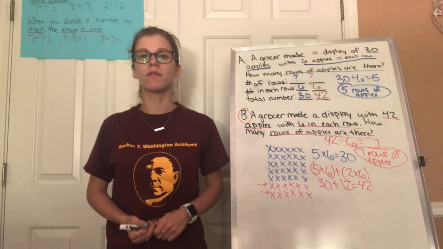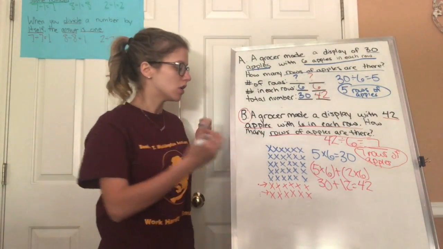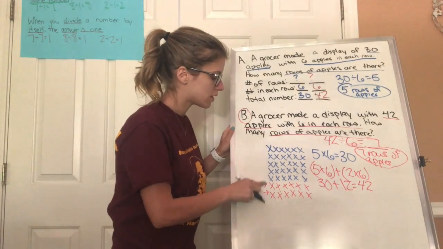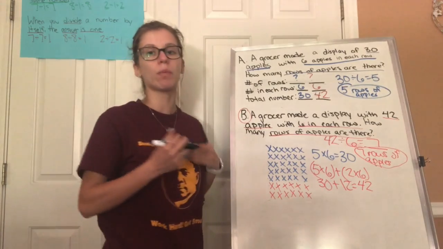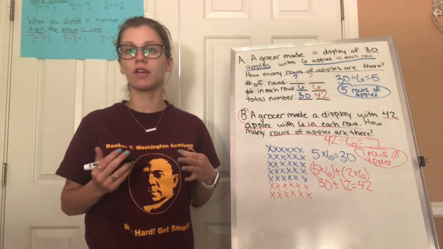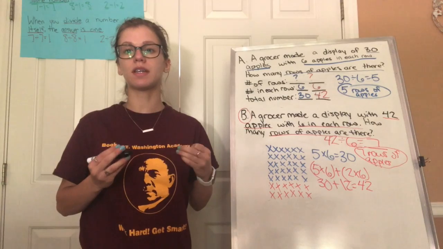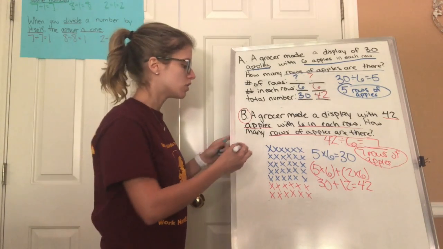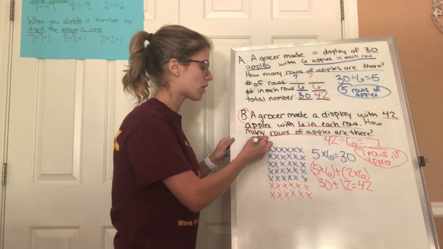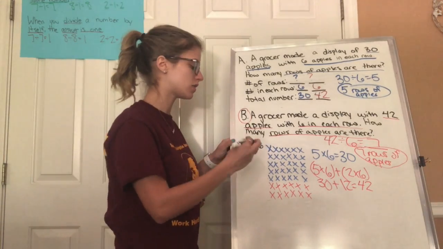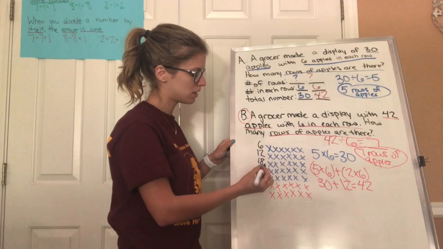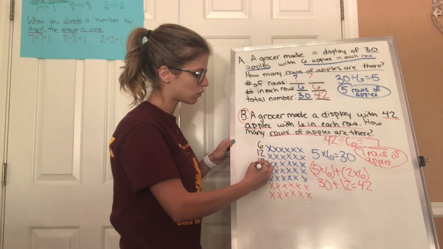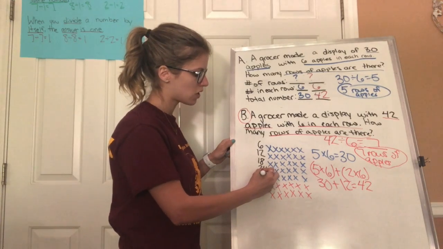Another way that I could have thought about this is if I skip counted. So I know that if I skip counted, instead of drawing a picture, I could have thought, how many times do I need to count by 6 to get to 30? Or how many times do I need to count by 6 to get to 42? So if I was to skip count, I would do 6 plus another 6 is 12, plus another 6 is 18, plus another 6 is 24, plus another 6 is 30.